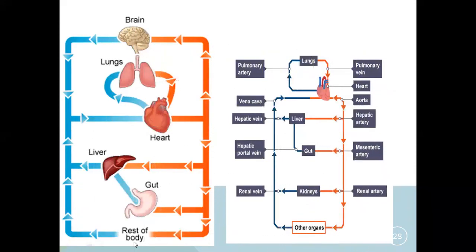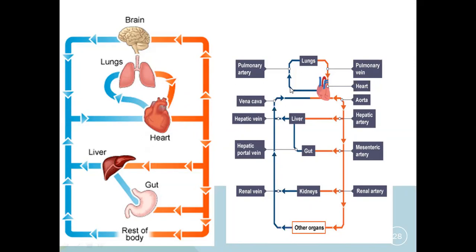So I will go to this slide. If you see here, the blood vessel that delivers blood to the heart. So what is it? This one is coming from the lungs and coming to the heart. So it should be what? Pulmonary vein, right? So the pulmonary vein is taking oxygenated blood from the lung and entering the heart. So the blood vessel that delivers blood to the heart is the pulmonary vein.